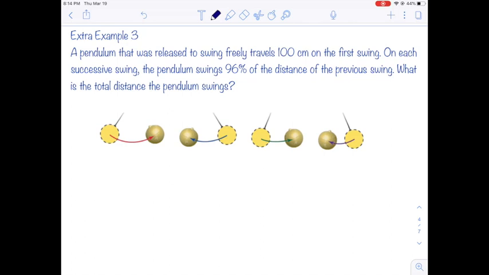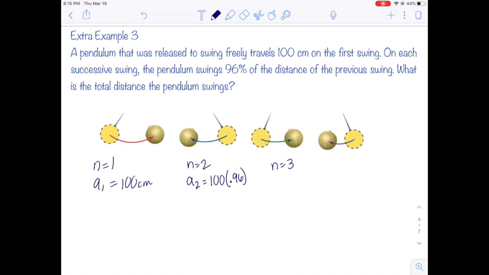I prefer to draw my little diagram of my pendulum swinging so I can see what's happening. So on your first swing, when your n value is 1, that would be your a sub 1. It traveled a free 100 centimeters. And then on the way back, when n is equal to 2, which is your a sub 2, it would travel 100 times 0.96. So almost all the way back, but not quite.